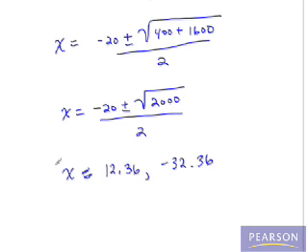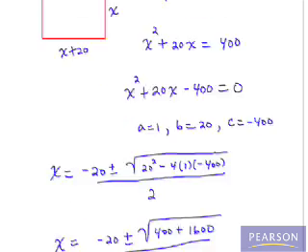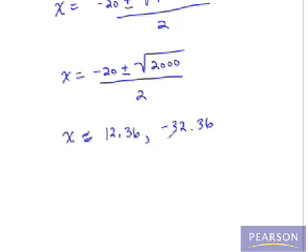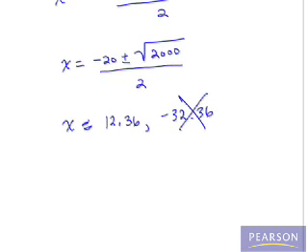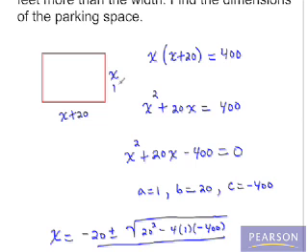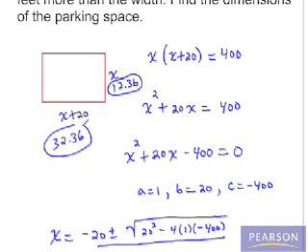Now it's because of this word problem we must throw out the negative solution. Remember what x is referring to: the width of the rectangle, which we know cannot be a negative number. So that extraneous solution we eliminate. So we have the width of the rectangle being 12.36 feet, and then to get the length we'll add 20, giving us 32.36 feet. So the answer to our problem, the dimensions of this parking space, 12.36 feet by 32.36 feet.